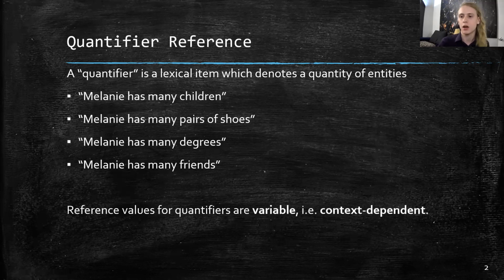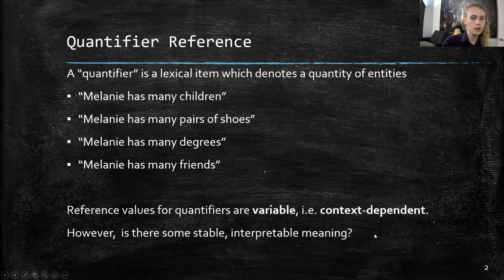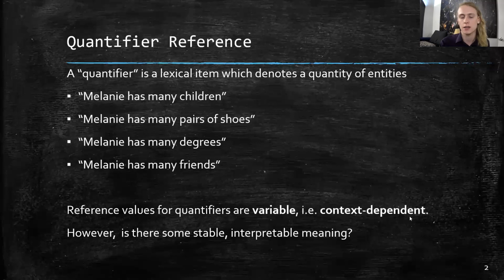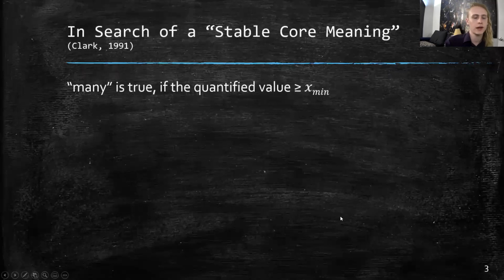And by variable, I mean context dependent, right? So the overarching question for the talk is, is there some stable, interpretable underlying meaning of many, or do we just analogize to new contexts?